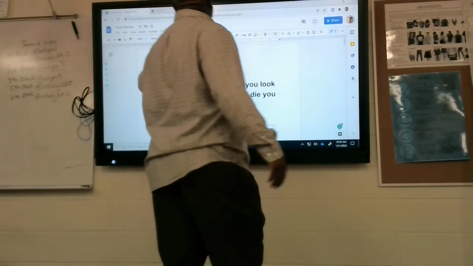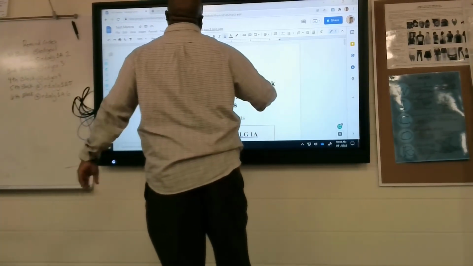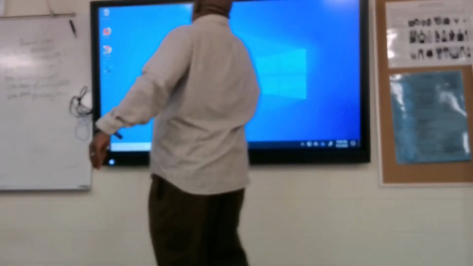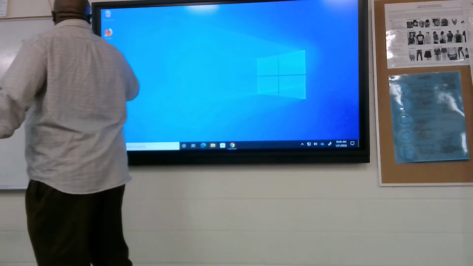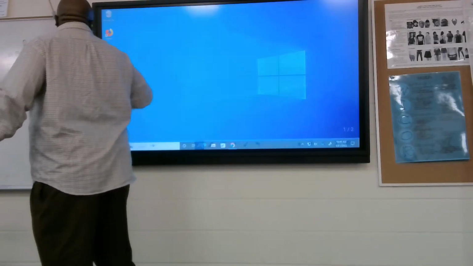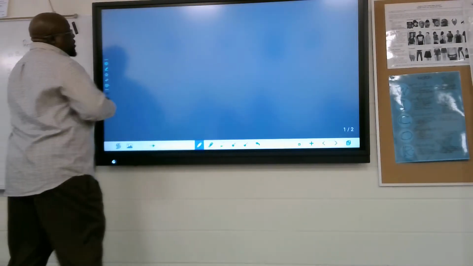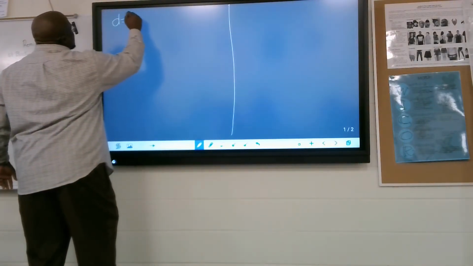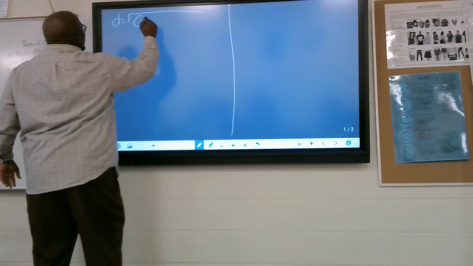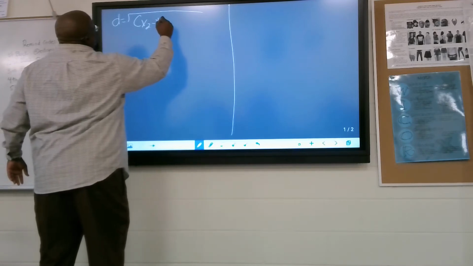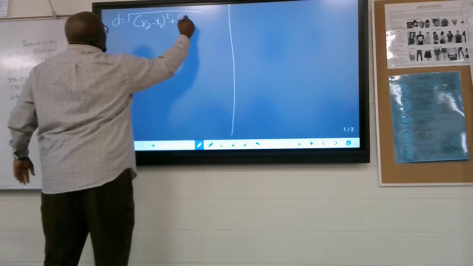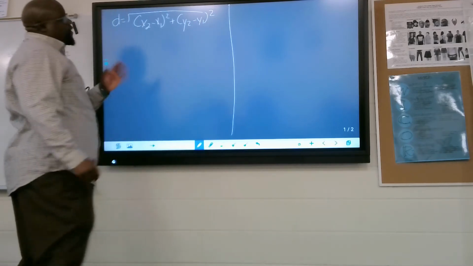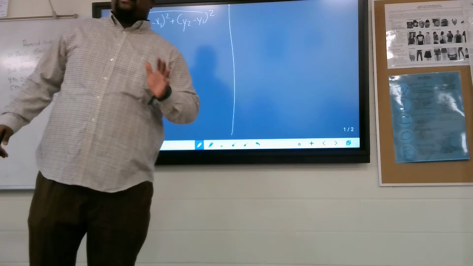Okay? All right, now, today we're using points on the graph to solve the equation. First, you need to write down the distance formula. Distance equals the square root of x2 minus x1 squared plus y2 minus y1 squared. That's the first thing. That is the distance formula.